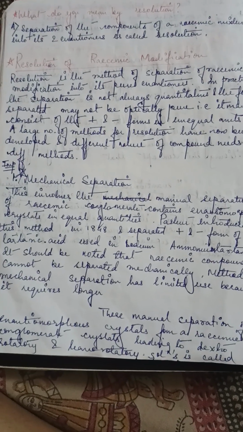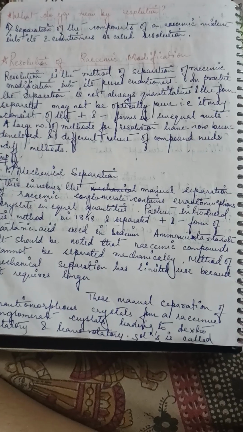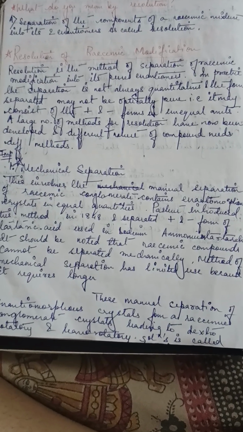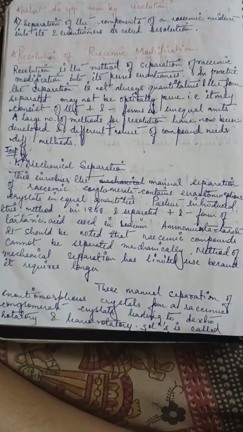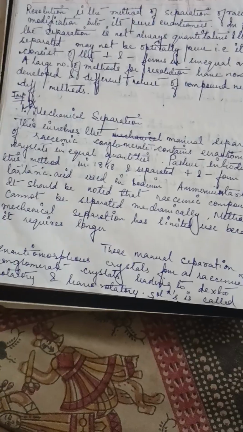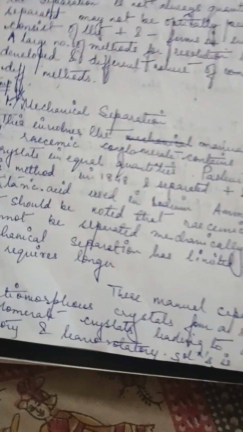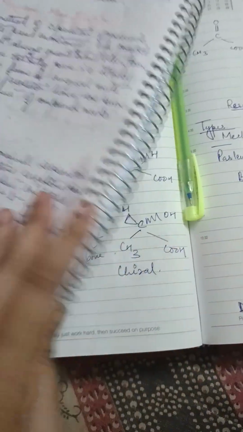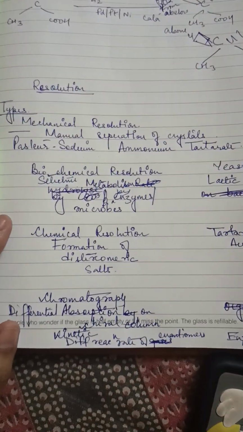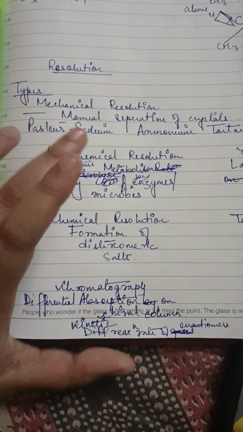So first is mechanical separation. This involves the manual separation of a racemic conglomerate containing enantiomeric crystals in equal quantities. Pasteur introduced this method in 1848 and separated the plus and minus forms of tartaric acid using sodium ammonium tartrate. So I am showing you a simplified form of these methods. First you get mechanical resolution, manual separation of crystals, sodium ammonium tartrate.